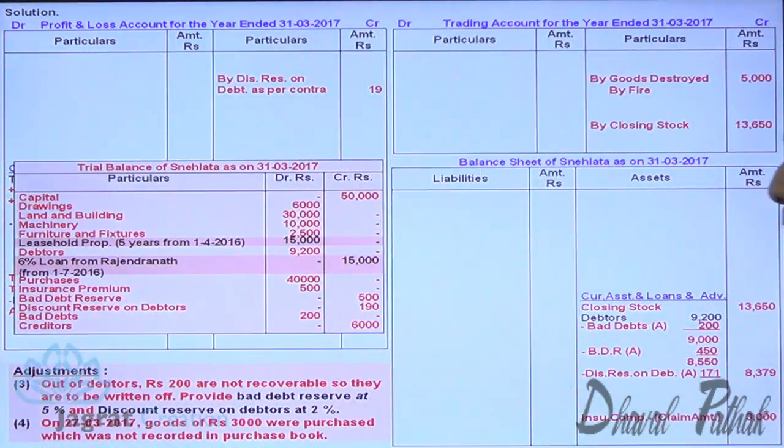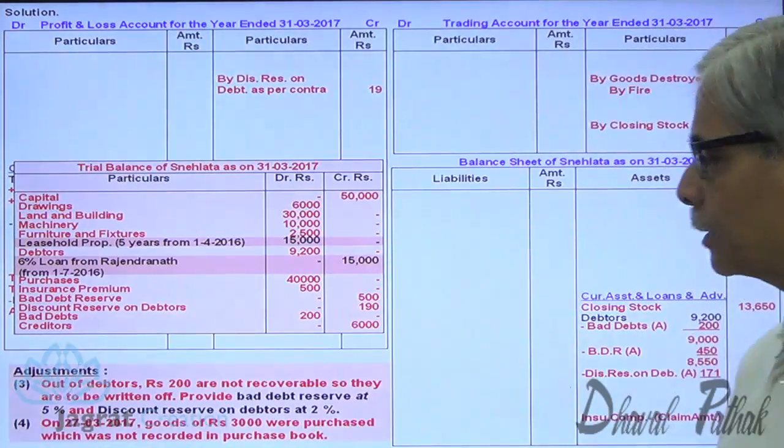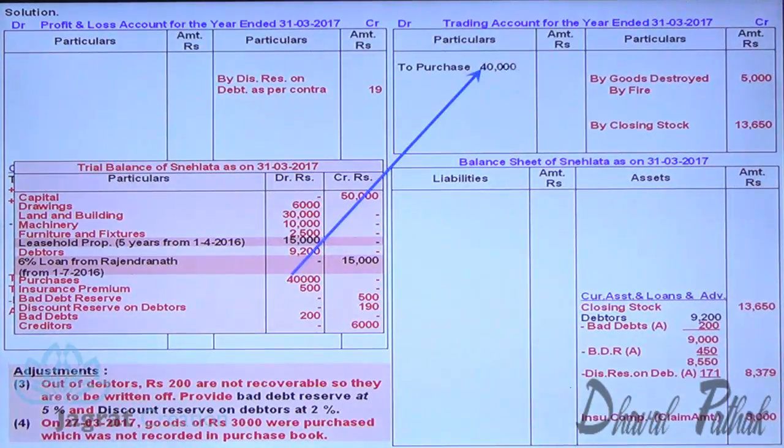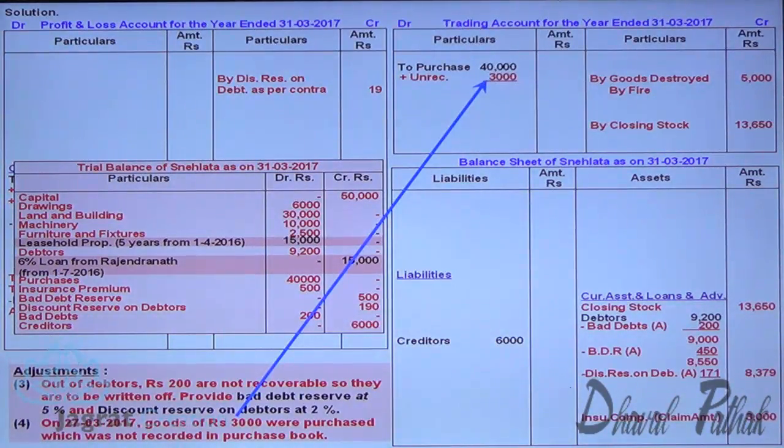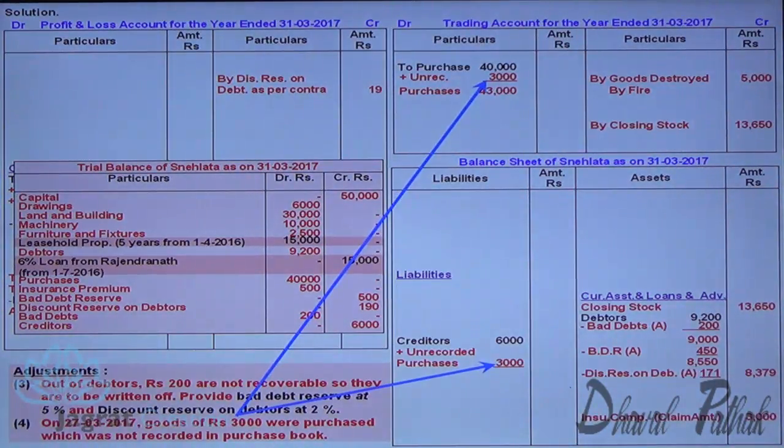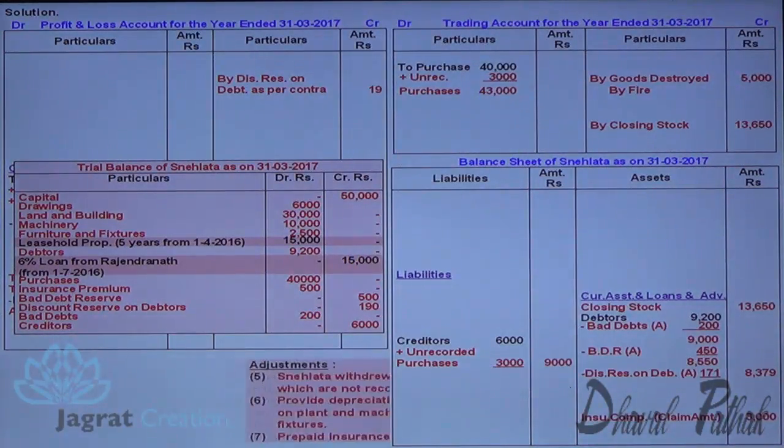Now, goods of 3000 purchased but not recorded, add to purchases and add to creditors. So unrecorded purchases are added to purchases and it is added to creditors because it increases the liability. This is how this adjustment is considered. Next.